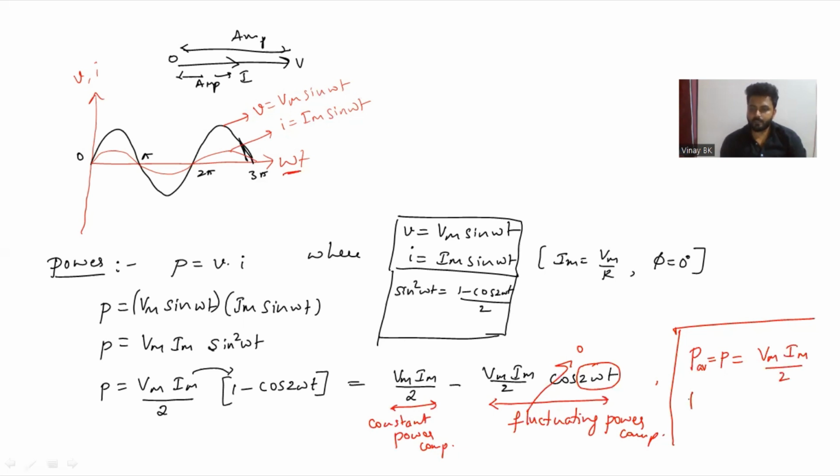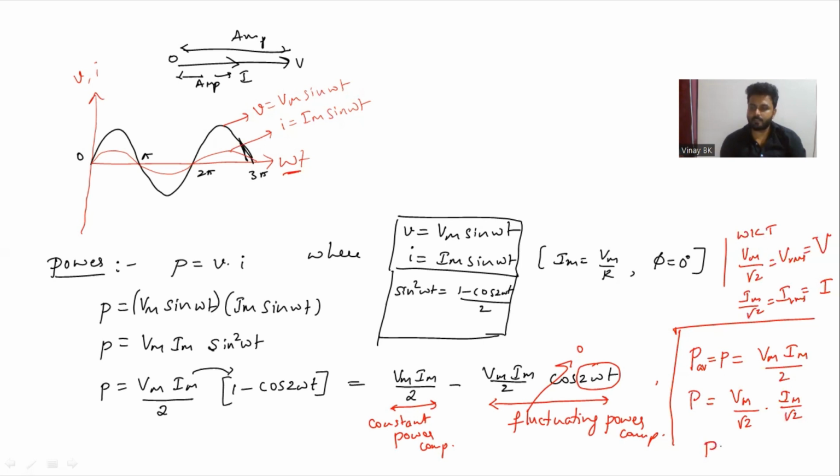So now I'll rewrite these two as root 2 and root 2. Root 2 into root 2 is nothing but 2, so I'll write it as Vm by root 2 into Im divided by root 2. And we know that Vm by root 2 is nothing but Vrms, denoted by capital letter V. Similarly, Im divided by root 2 is nothing but Irms, denoted as capital letter I, so that power in a pure resistor is given by V into I in terms of watts. And this is the power derivation in AC through pure resistor.